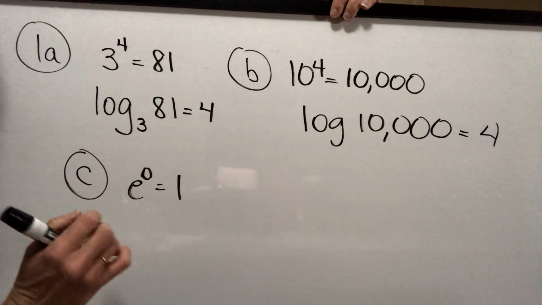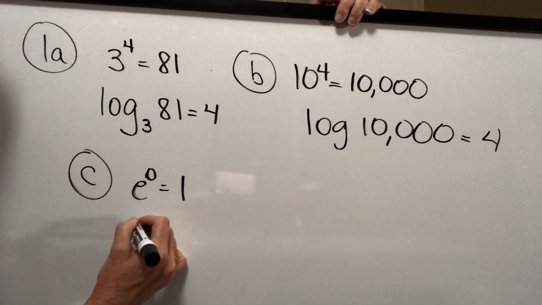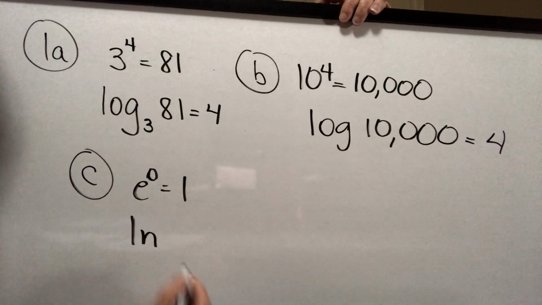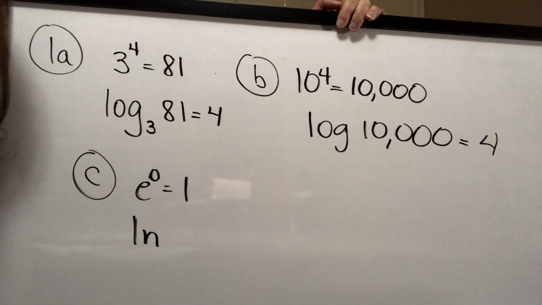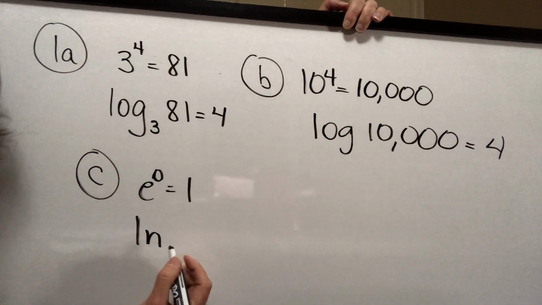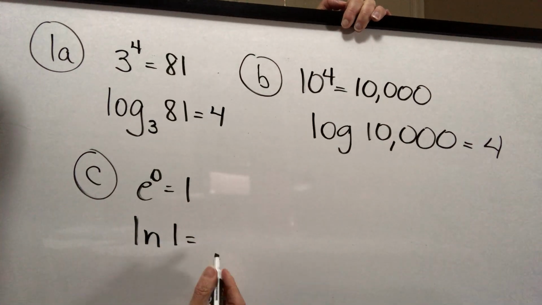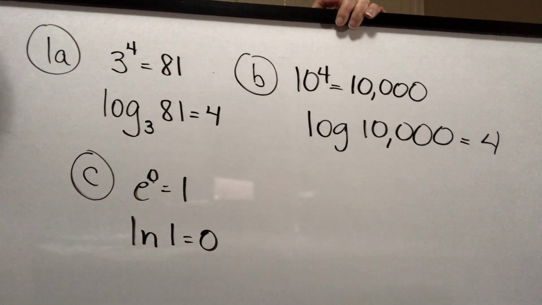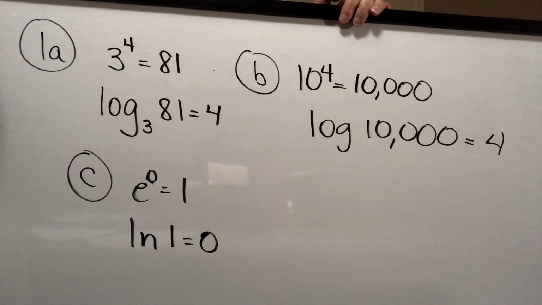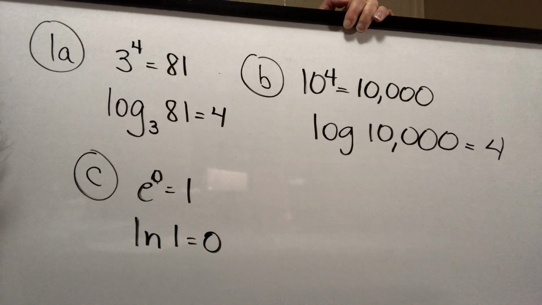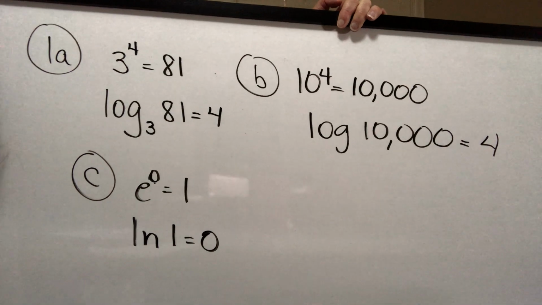So this follows that same rule. So if you have to change this to a logarithm with a base of E, that is called a natural logarithm, and it's abbreviated LN. It's understood that the base is E. Do not write log base E. So it would be the natural logarithm of 1 will equal the exponent 0. So that's how you would rewrite it. It would be the natural log of 1 is 0. Okay, so that takes care of number 1, changing an exponential equation to a logarithmic equation.